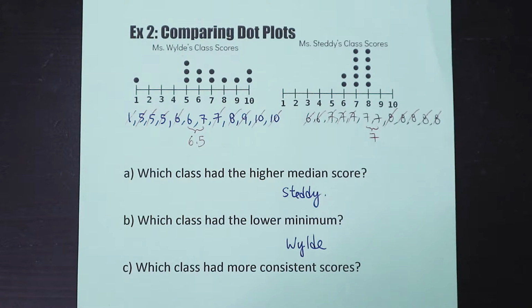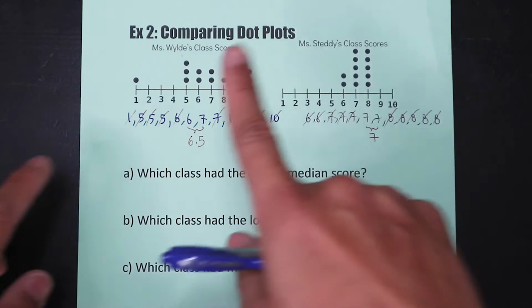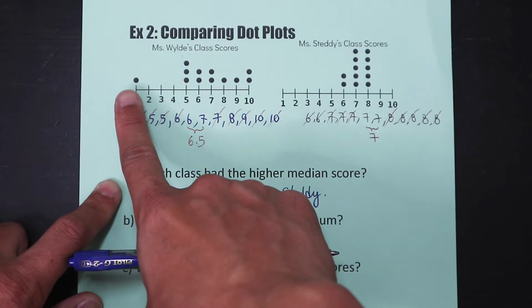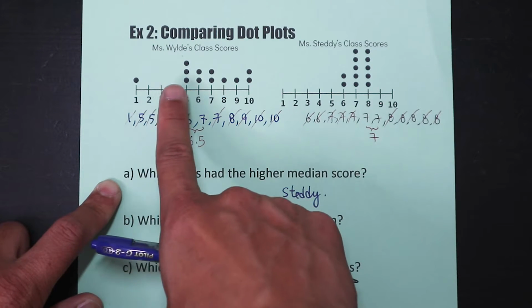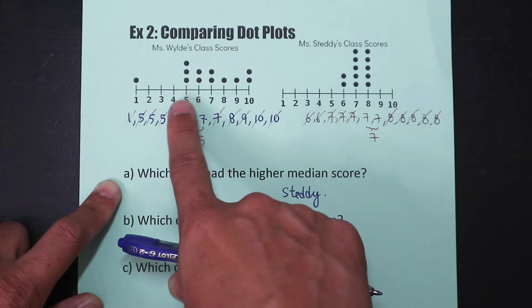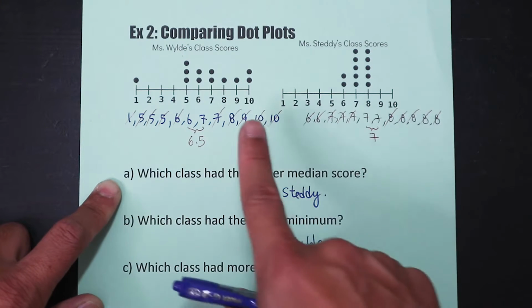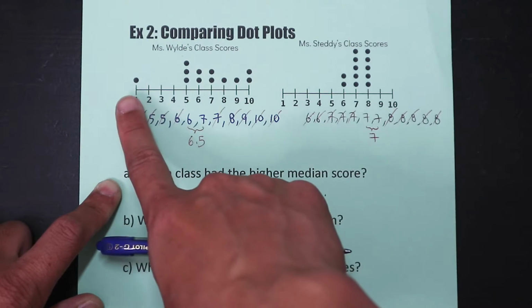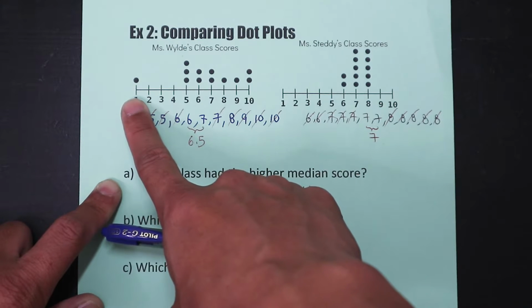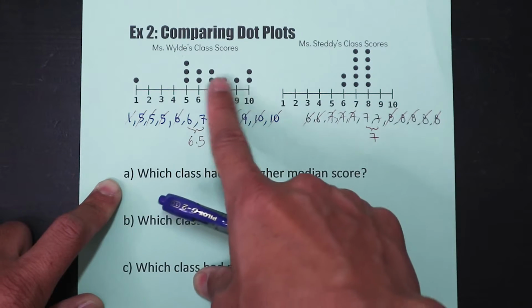And then what about part C? Which class has more consistent scores? Now, consistent means numbers that are very, very close together. So in Miss Wild's class, I see that one person got 1 point, and then they're pretty spread out between 5 to 10. So there are some people who got 100%, some people who just didn't know how to do the homework or test, and then most people are around the middle.